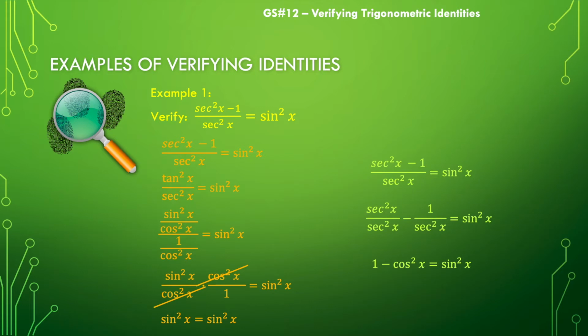Now, if I am smart, I recognize that as a Pythagorean identity. 1 minus cosine squared of x, that's the same as sine squared of x. And I'm all done. Okay, great work, sleuths. Are you ready for the next one?